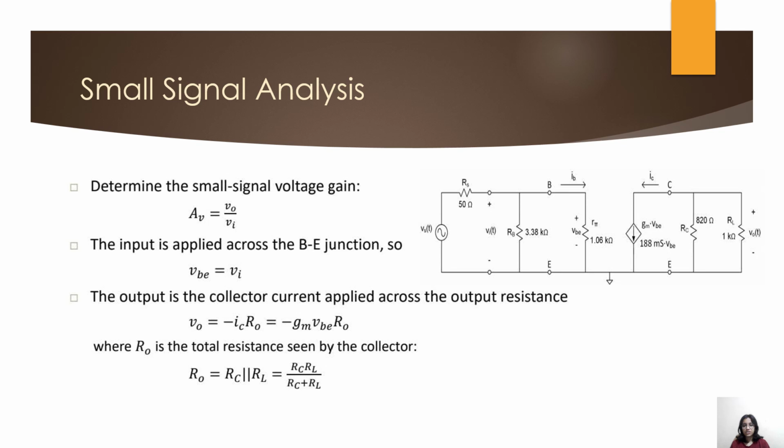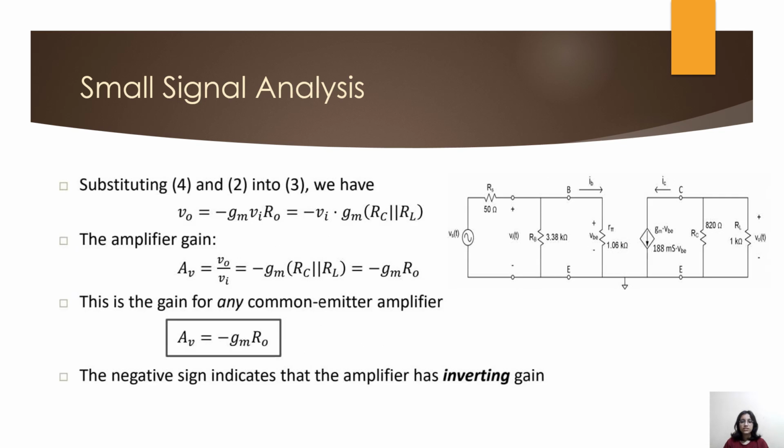Let's take this equation as equation number 3, where R0 is the total resistance seen by the collector. So R0 is equal to RC parallel to RL, which is nothing but RC into RL by RC plus RL. Let's take this equation as equation number 4. Now by substituting equation 4 and 2 into equation 3, we get V0 is equal to minus GM Vi R0. By substituting R0 value, we get minus Vi into GM RC parallel to RL.